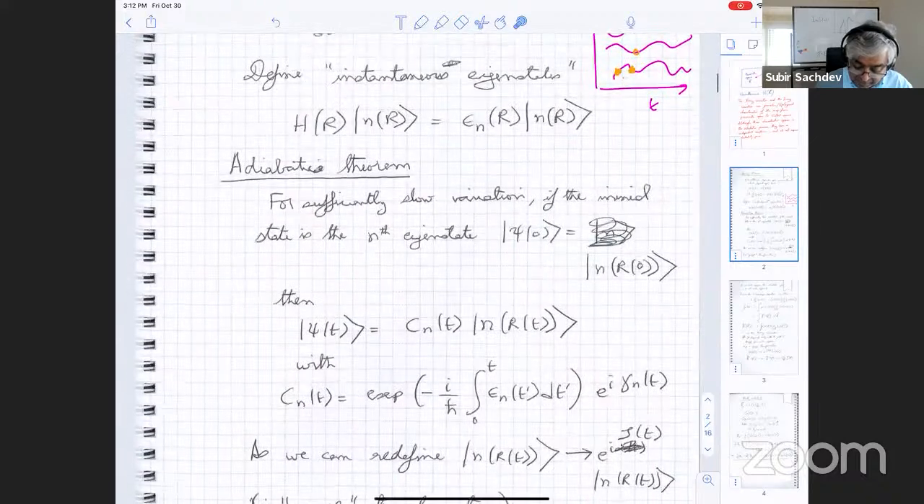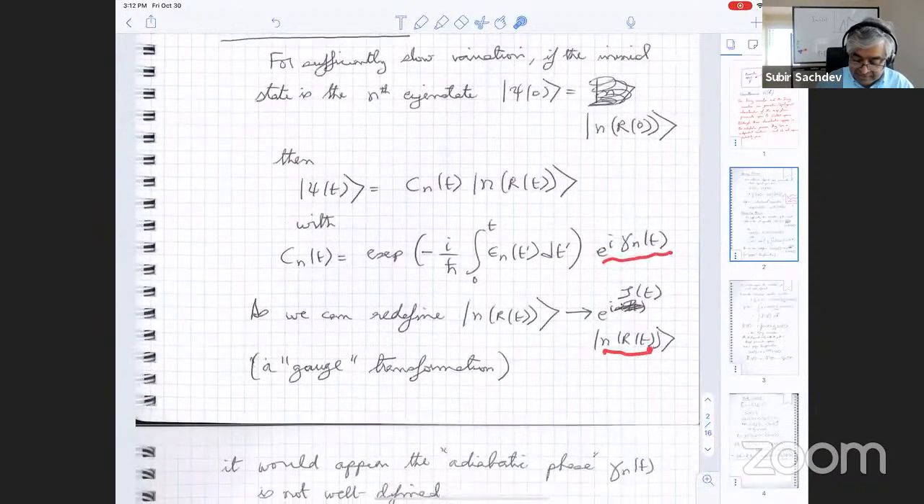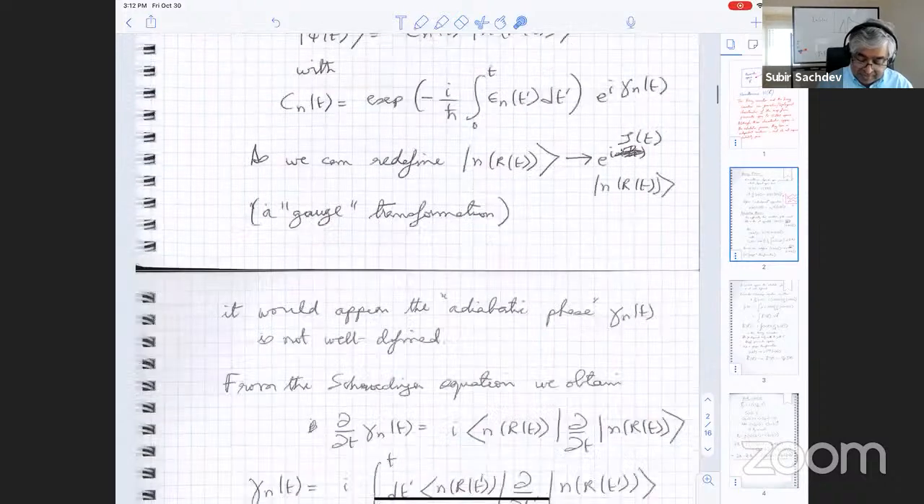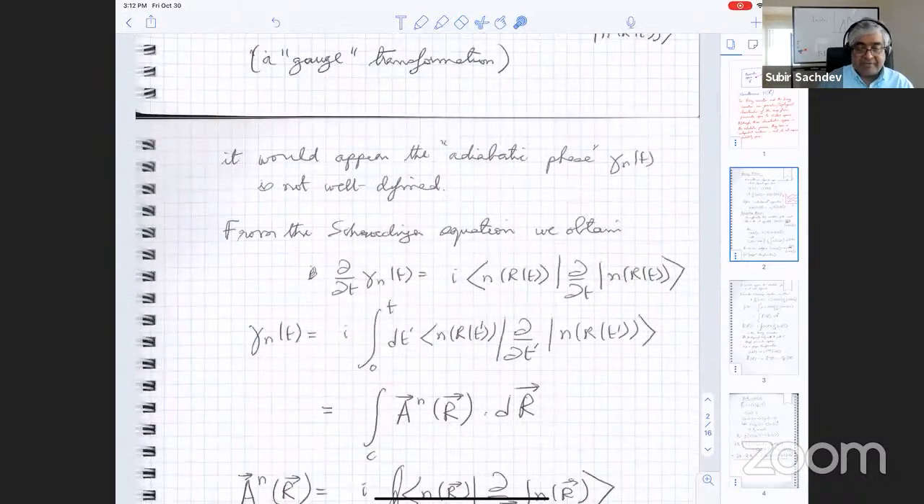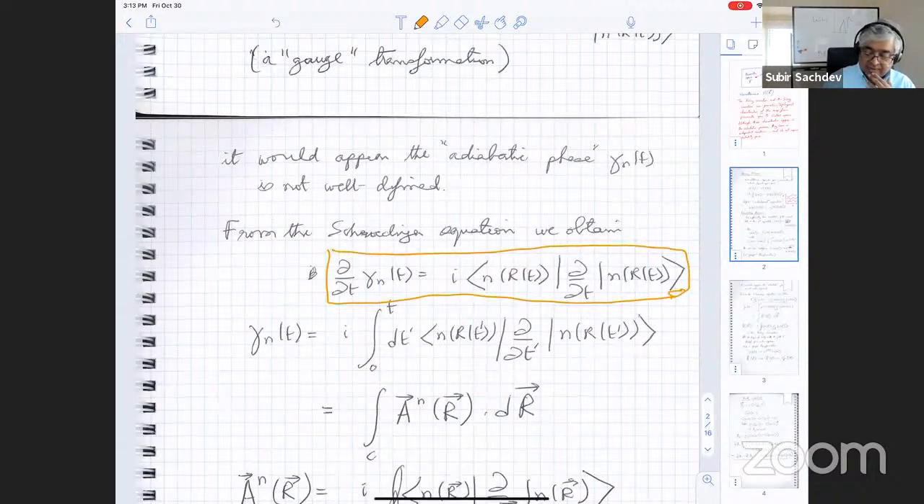Yeah, so there's a term from d gamma n dt, and there's also a term on the left-hand side from dn dt. So dn dt is just the rate of change of whatever you call n of r of t to be. Okay, you keep track of those terms, and you take the inner product with n of r of t, which is a normalized state, and then you get this very important result here, that d gamma dt is this quantity right here, which is n d by dt n. And if these states are normalized, this matrix element is purely imaginary.